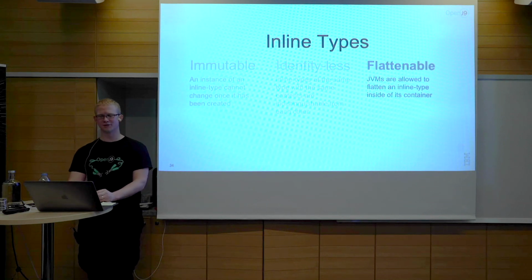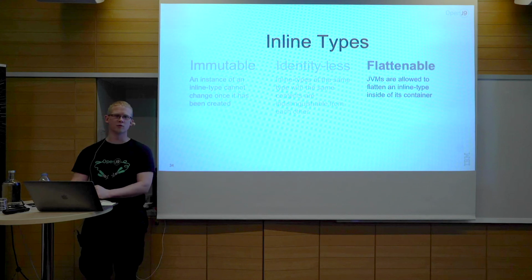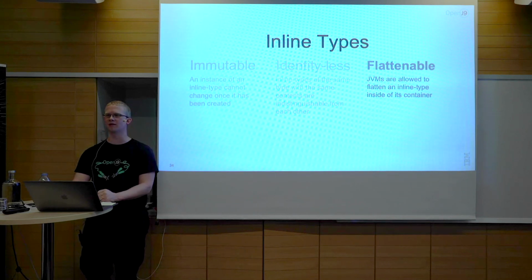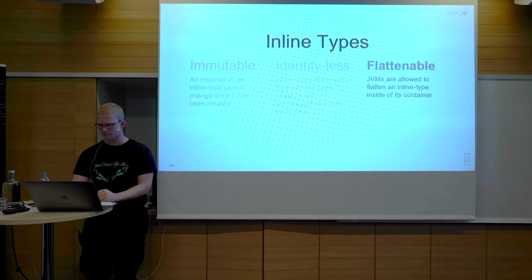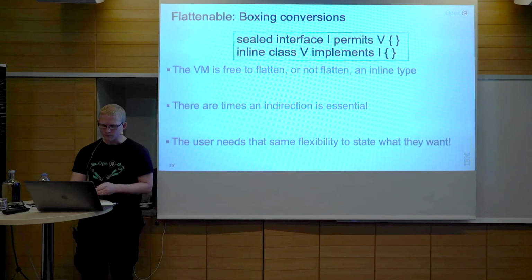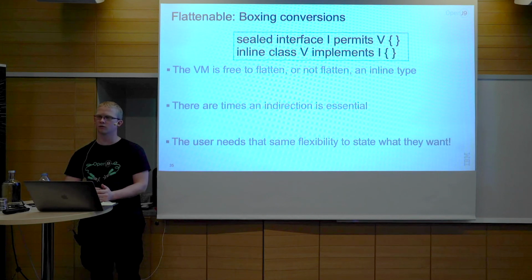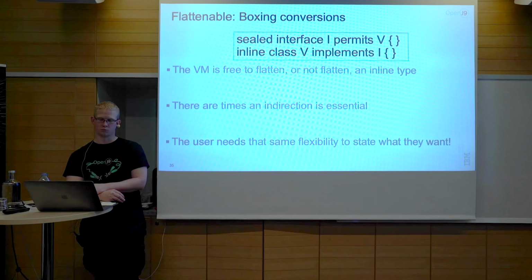All right, so we have immutable identity-less value types, and the reason we want these is, again, we want them to be flattened so we get our memory density. So how does the flattening work? Well, first off, the VM is free to flatten or not flatten any inline type. You can write a representation that flattens nothing, and that's completely valid.